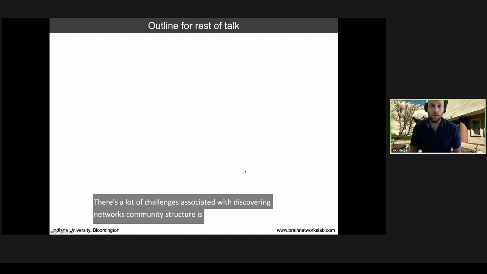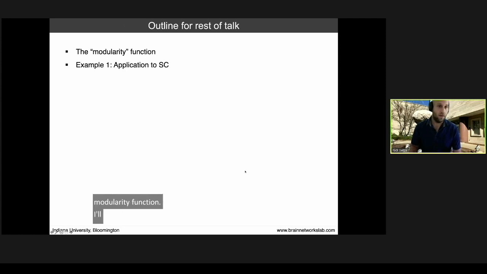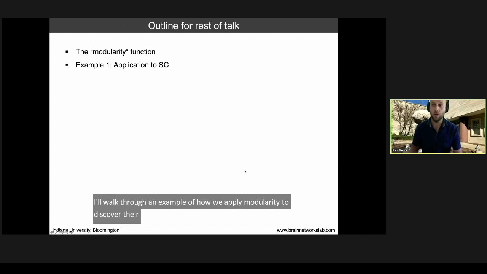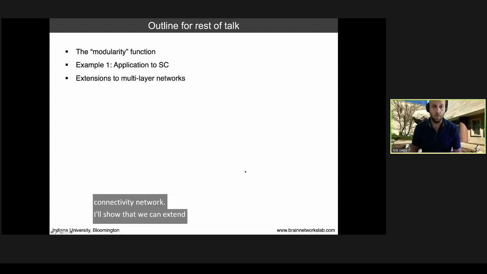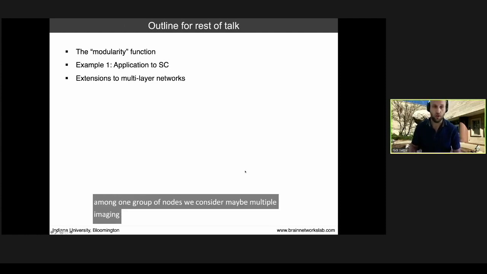So what I want to talk about today and the rest of the talk, I want to introduce one strategy, one approach for getting at a network's communities that relies on the so-called modularity function. I'll walk through an example of how we apply modularity to discover the communities in a single layer structural connectivity network. I'll show that we can extend modularity to multi-layer networks, where instead of considering connections just among one group of nodes, we consider maybe multiple imaging modalities or that same set of nodes and their connections across time. I'm gonna give you an example of that too.